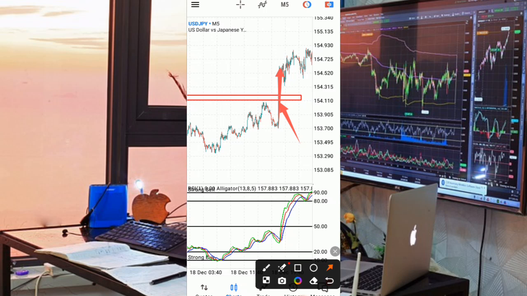So this line is going to help me to make sure whenever I place my sell entries, they should be below this level, and whenever I'm going to buy, I'm going to be placing those buy entries above this level. So I won't be making any buy entries until price is now above this level.